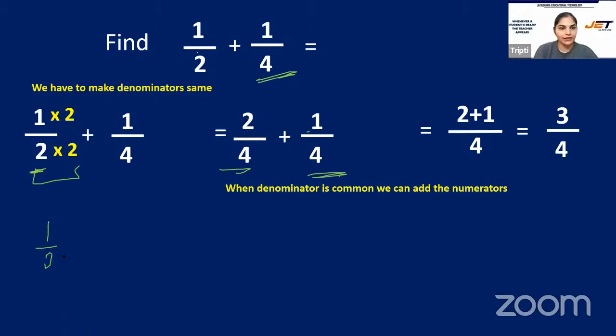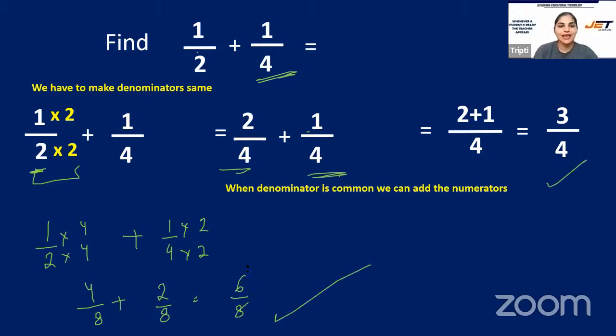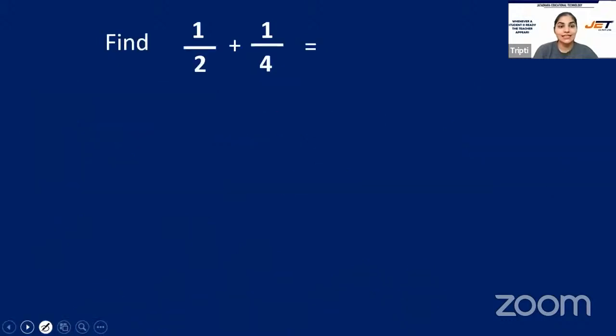Both ways are correct, dear children. This is one I'll write here once again. So this is 4 by 8 plus 2 by 8, 6 by 8. Both answers are correct, because this can further be simplified and you will get 3 by 4 only. Let's take a test now. 1 by 2 plus 1 by 4. We did this kind of question just before this one, the same question.